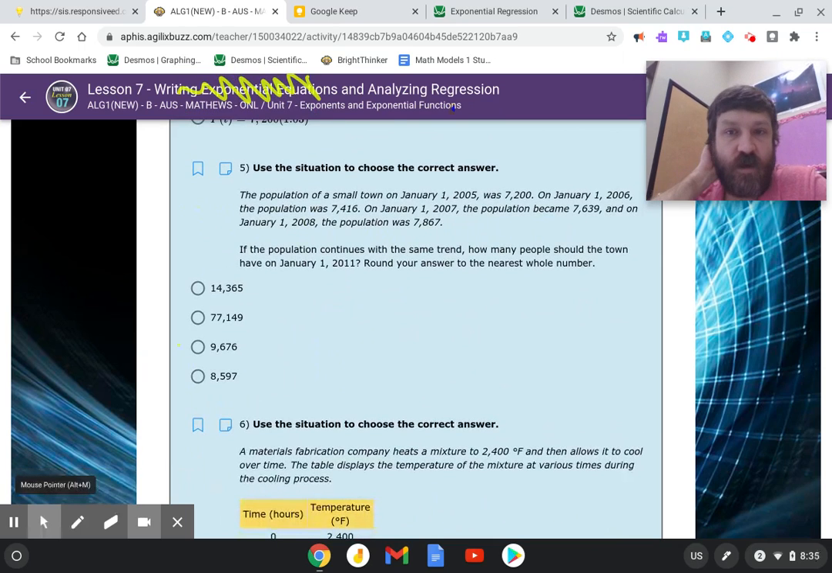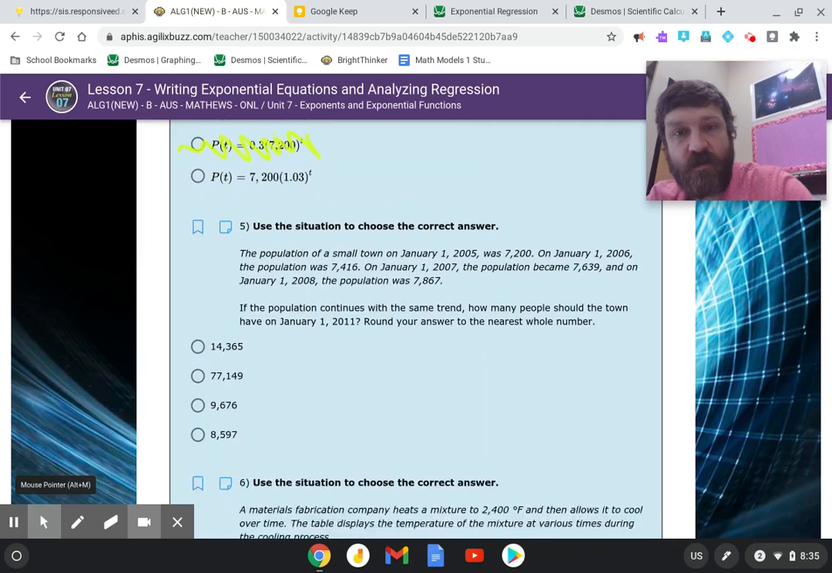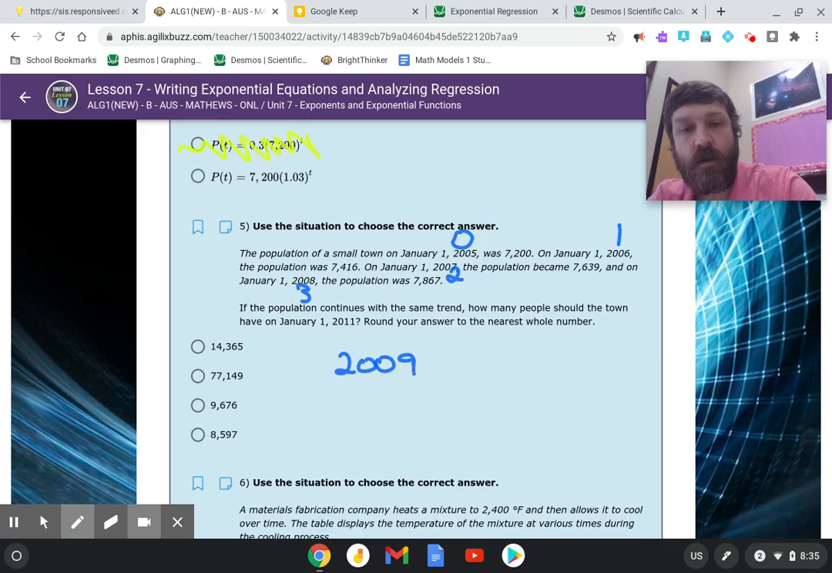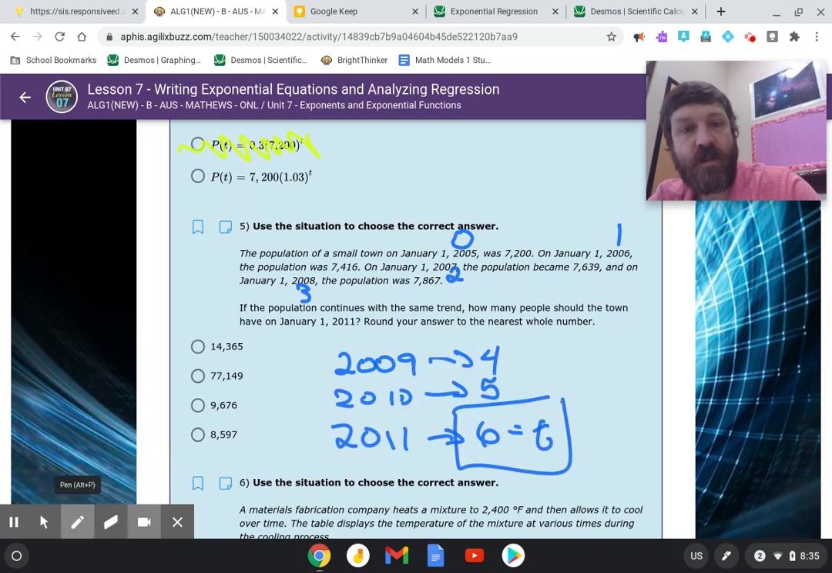More of the same. If the trend continues, what would the town be on January 1st, 2011? Now this one's a little bit weird, but notice that the 0 was 2005. They don't do a good job of explaining this. 2006 would be T1, 2007 is T2, 2008 is 3, 2009 would be 4, 2010 would be 5, 2011 would be 6, and so you're going to use T equals 6 in the equation that you found in the previous problem.